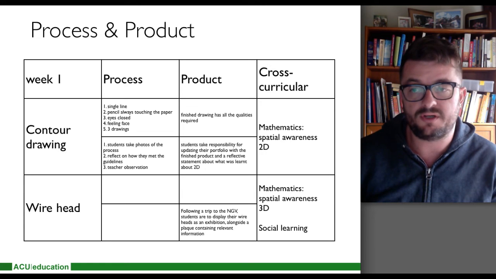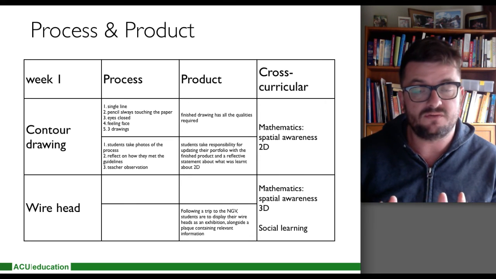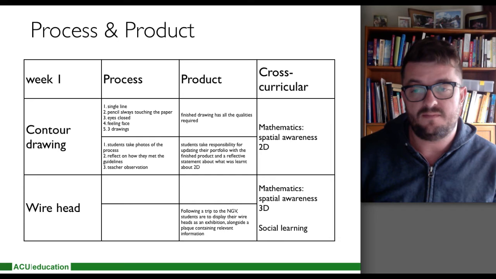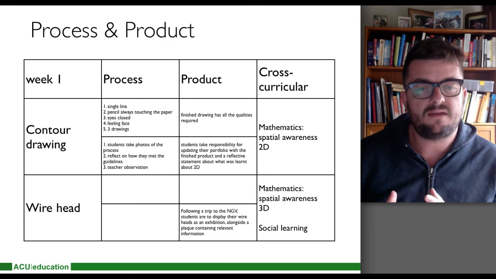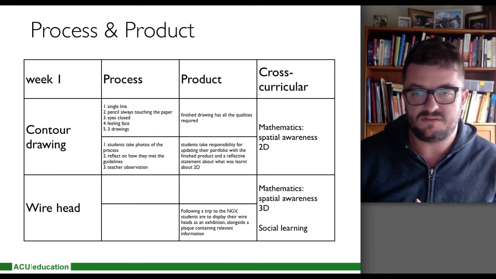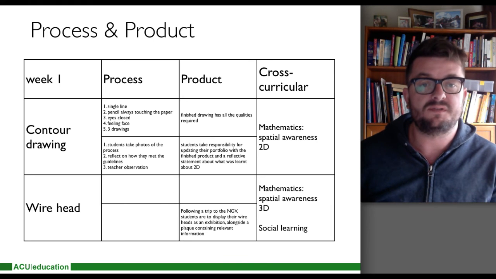In terms of the product, you might want to have a look at the contour drawing as being the finished drawing that has all the qualities required. So if somebody didn't do a drawing, they obviously haven't met that part of the outcome. But you're looking at the drawings that we produce ourselves. And in terms of assessing that, you can actually get the students to take responsibility for the assessment.